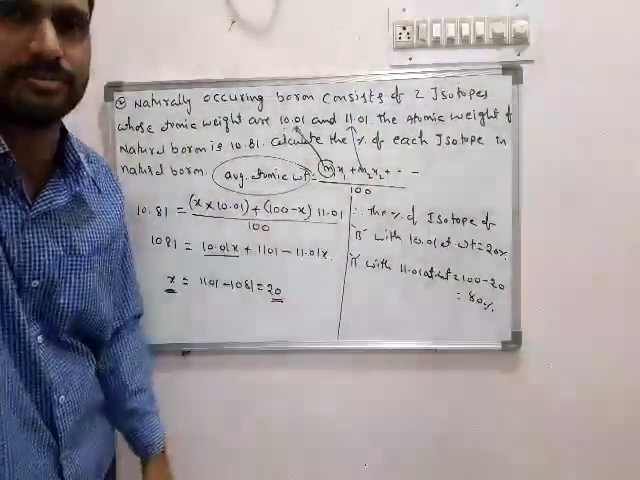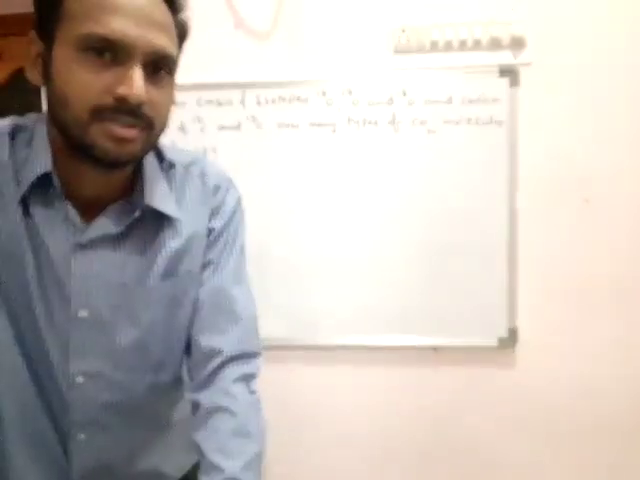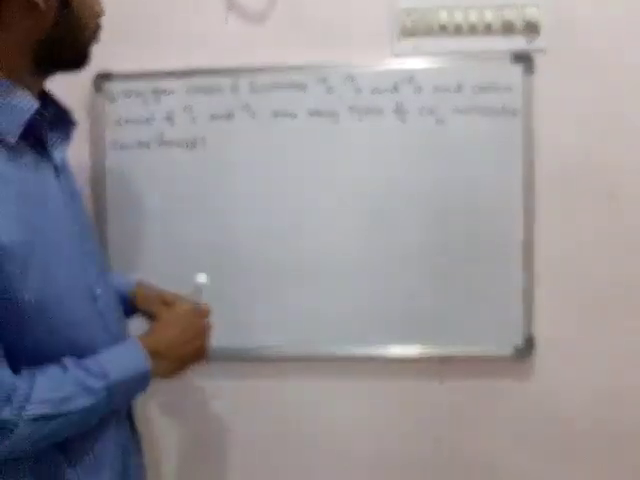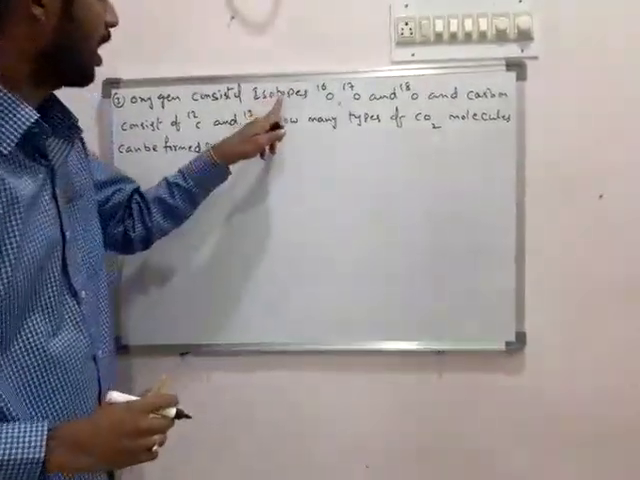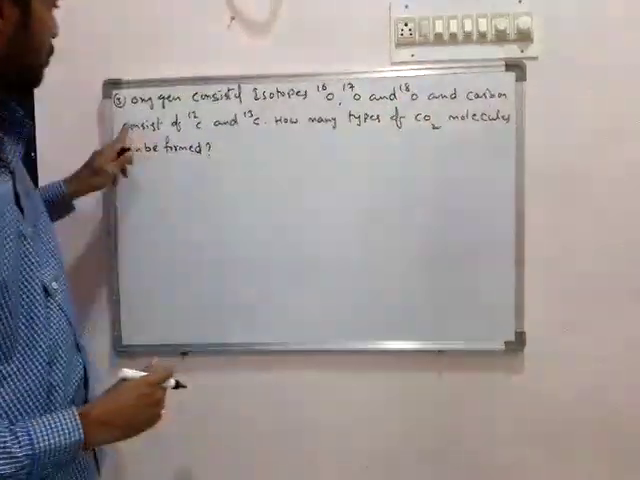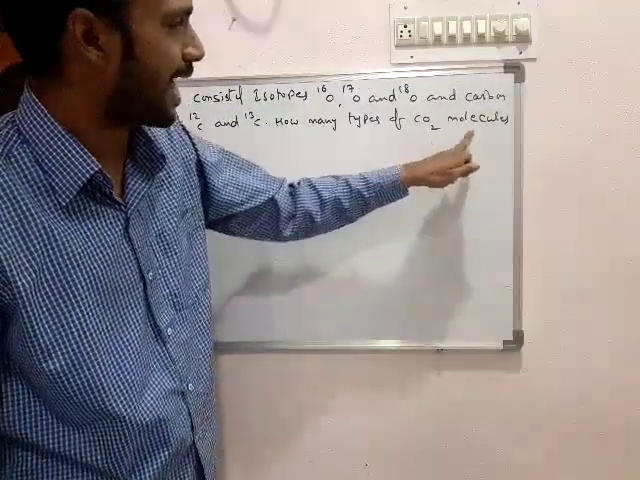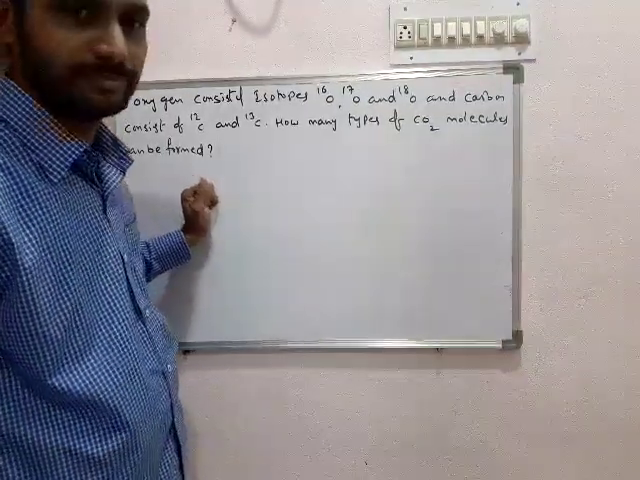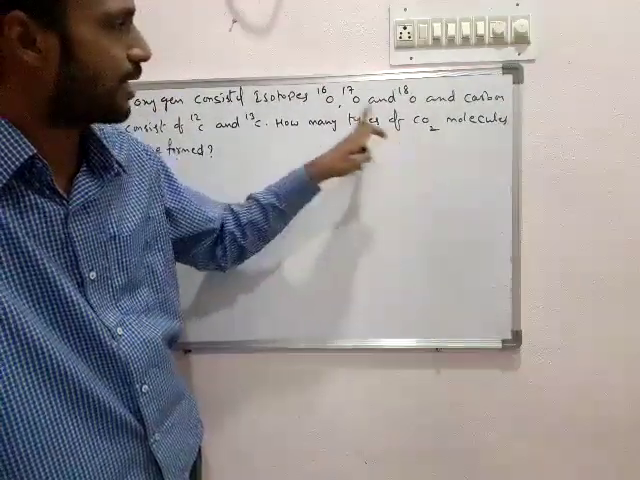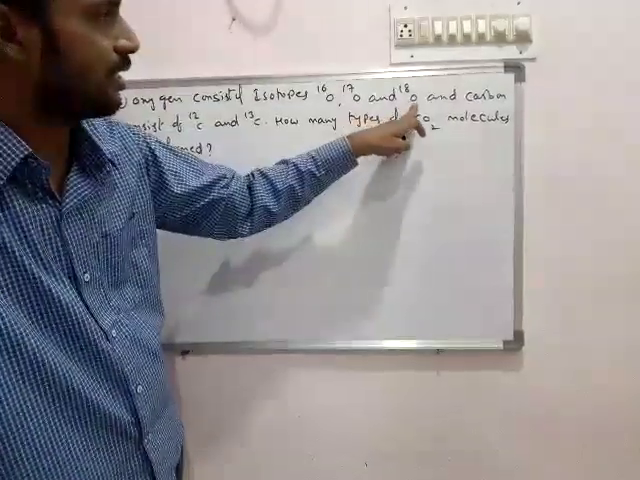Okay, see the next one. See the next problem related to isotopes. Here it is given that oxygen consists of isotopes O16, O17, O18, and carbon consists of C12, C13. We need to find how many types of carbon dioxide molecules can be formed, and what the different probabilities of formation of carbon dioxide are with the help of these two carbon isotopes and these three oxygen isotopes.